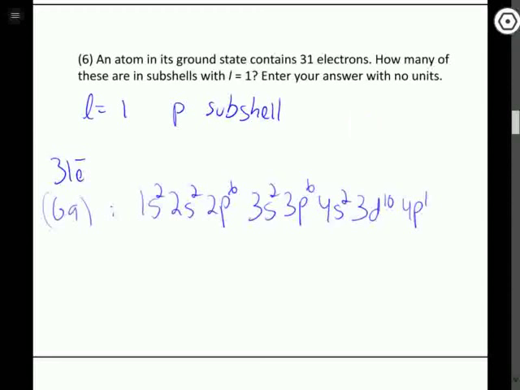All right, so review that concept because electron configurations will come up on one or two questions. For this one, we just want to know how many of these electrons out of the 31 are in p subshells. So we have 2p6, we have 3p6, and we have 4p1. So we have a total of 13 p electrons.